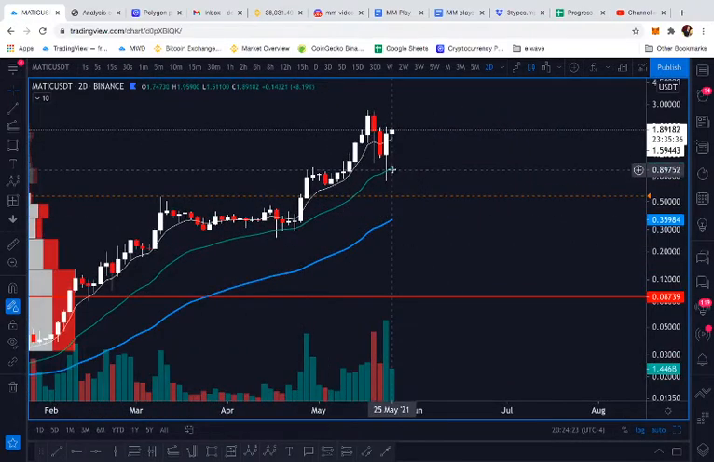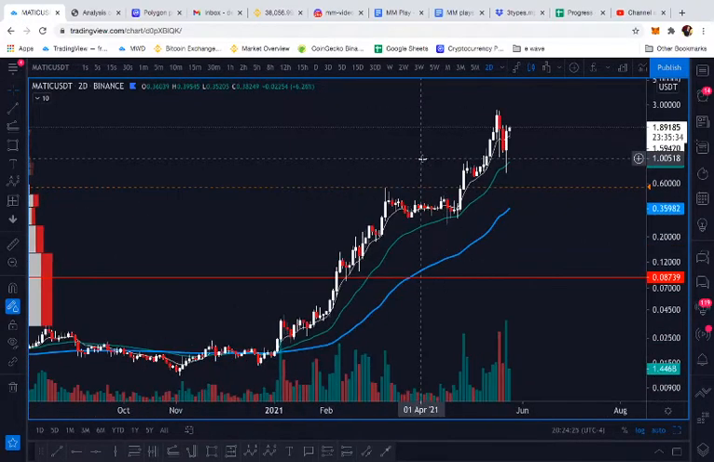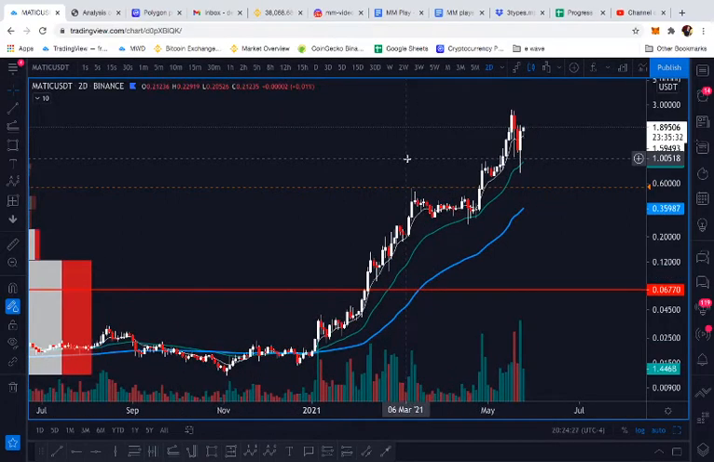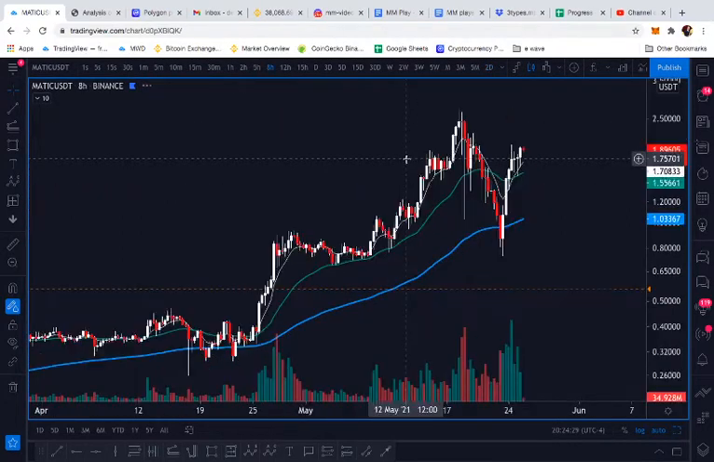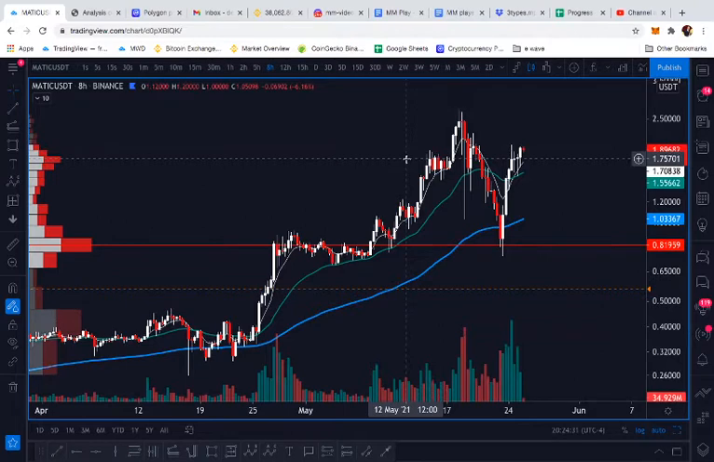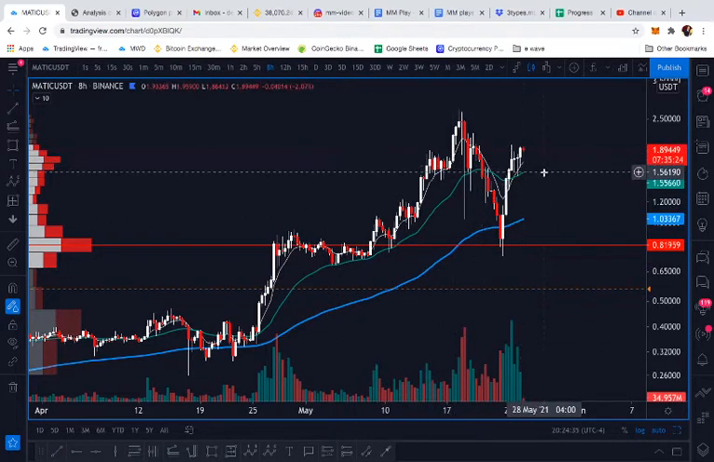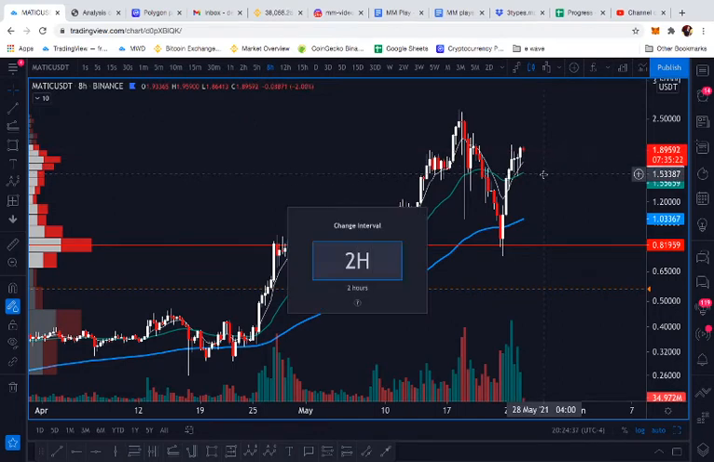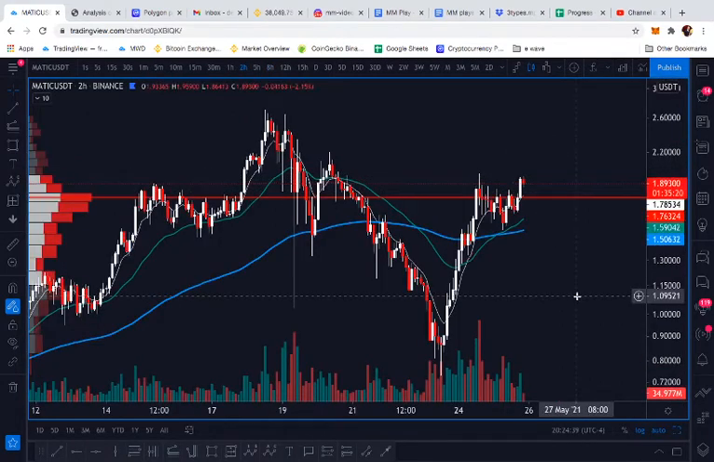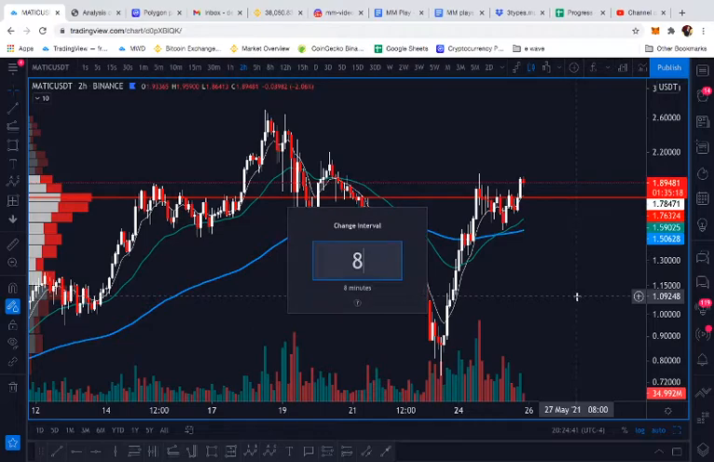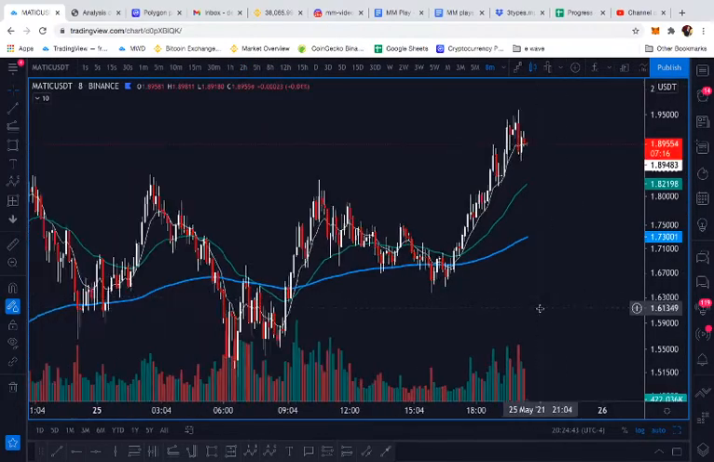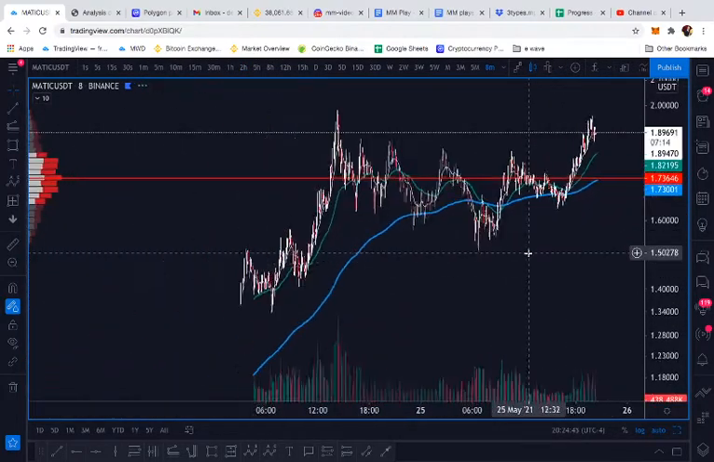So as long as we stay above this one here, it's still kind of good. Here's the 8 hours. So it was a good trend. We want to keep above these moving averages. Here's the 2 hours. Here's the 8 minutes. We're still above all of them.